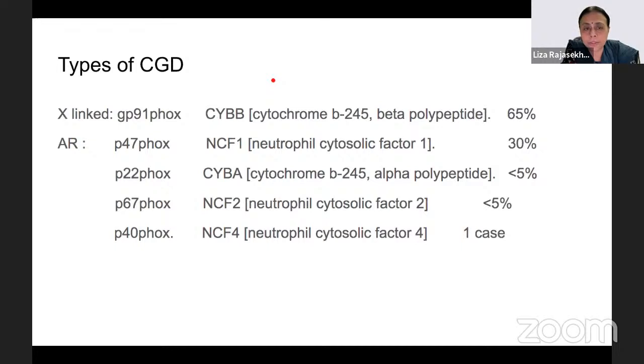Is basically an X-linked inheritance, and it is coded by the enzyme cytochrome B, the beta polypeptide of cytochrome B, and it is by far reported to be the commonest. But a lot of studies from India and other parts of the world say that the cytosolic subunit of NADPH oxidase, which is coded by the gene neutrophil cytosolic factor 1, and codes the protein P47 PHOX and is inherited as autosomal recessive, is also very common. Others are much less common. And next slide, please.